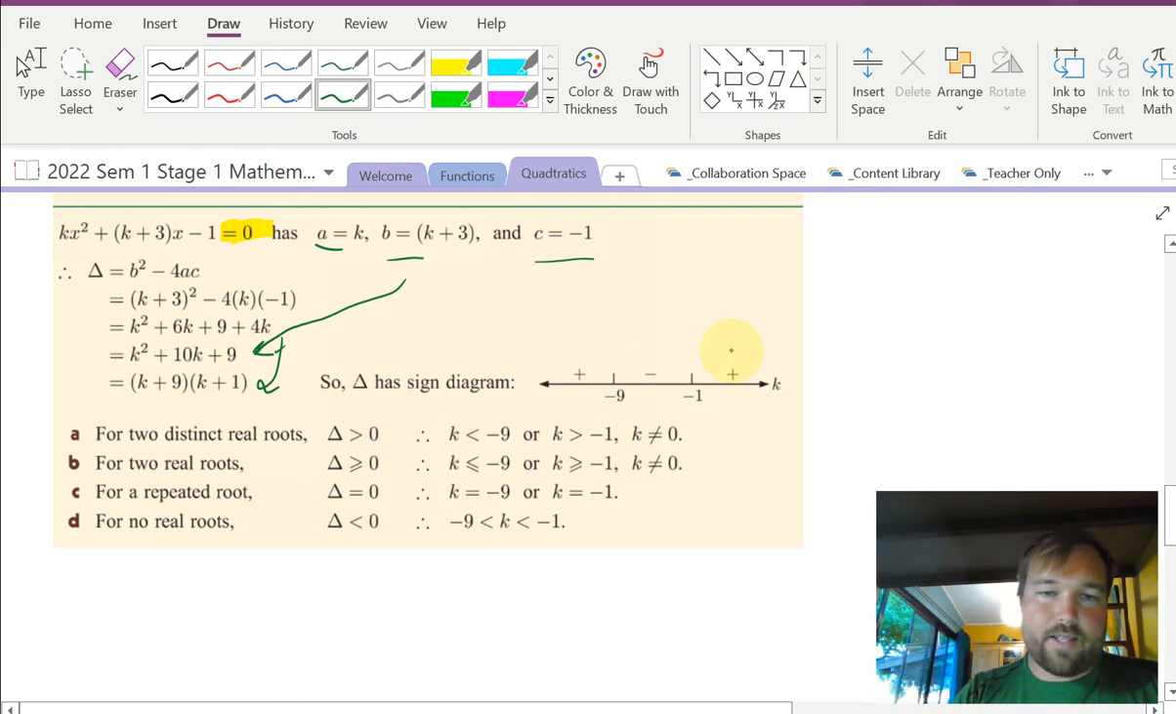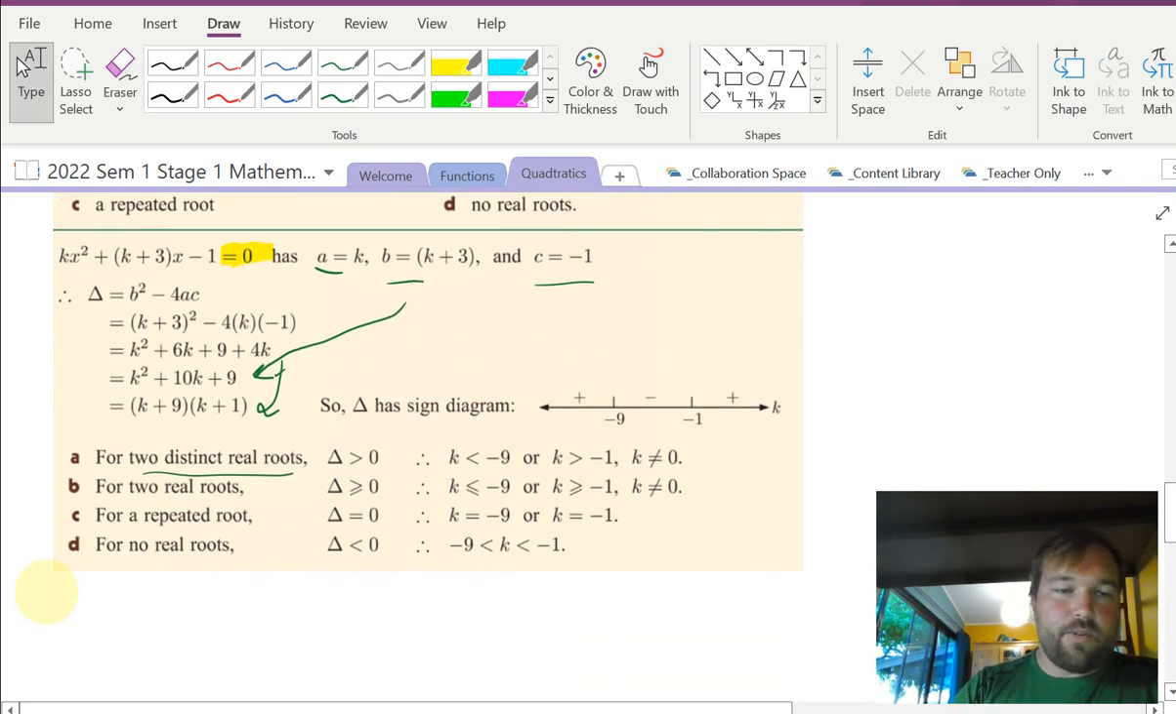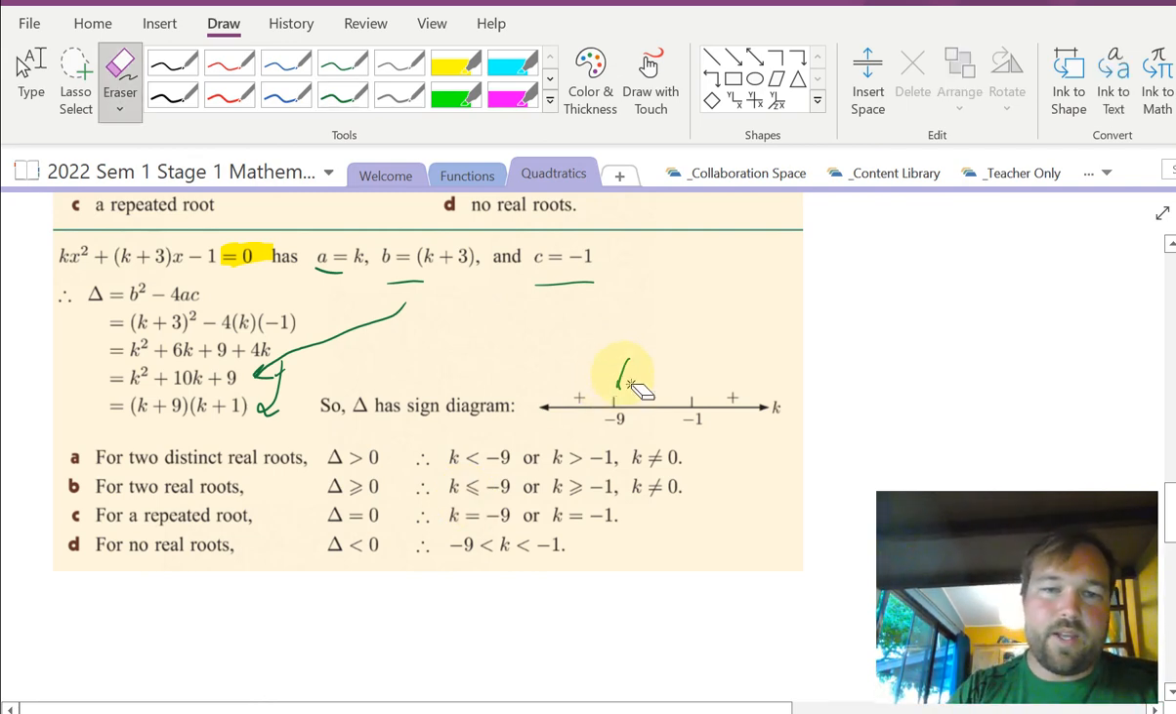What this means is that in the positive zones, you're going to get two real distinct roots. The solution will have two answers. For two real roots, all you do is add an equals in there. Because technically, if it's equal to minus 9 or minus 1, you'll get a repeated root, which counts as 2. Repeated root is equal to minus 9 or minus 1. No real roots is strictly in between those two.